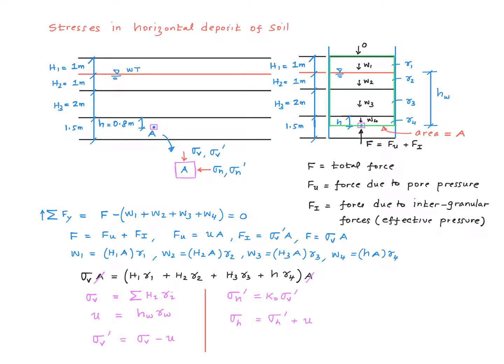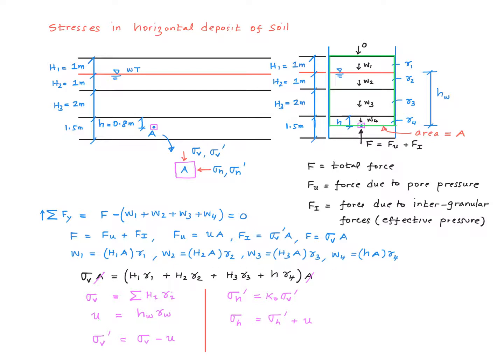W1 is the total weight of layer number 1. That will be volume multiplied by the total density. The volume is simply cross-sectional area multiplied by H1. So therefore, W1 is simply H1 times A multiplied by gamma 1, where gamma 1 is the total density, right? The same expression applies to all the other weights.